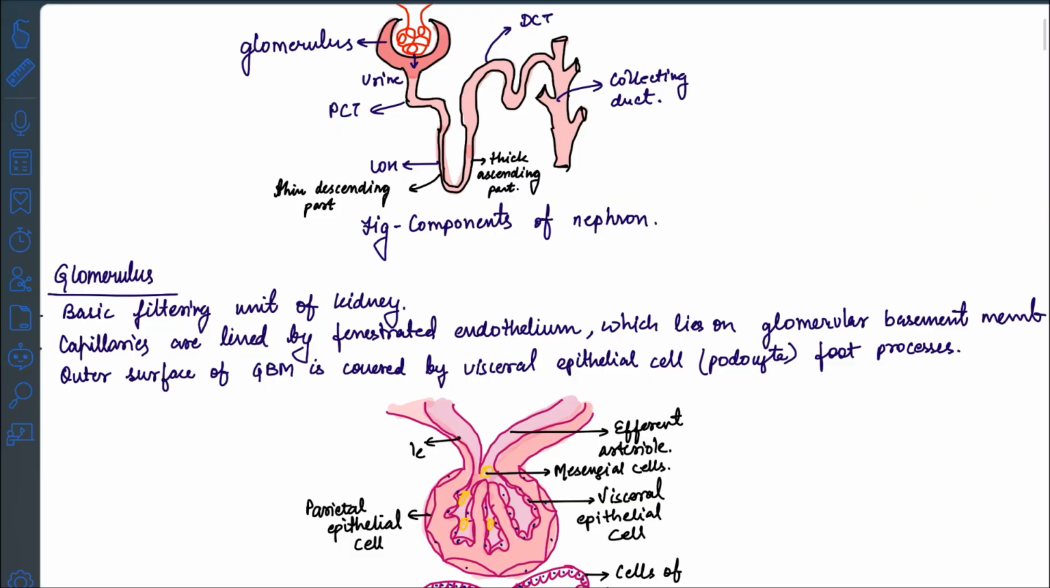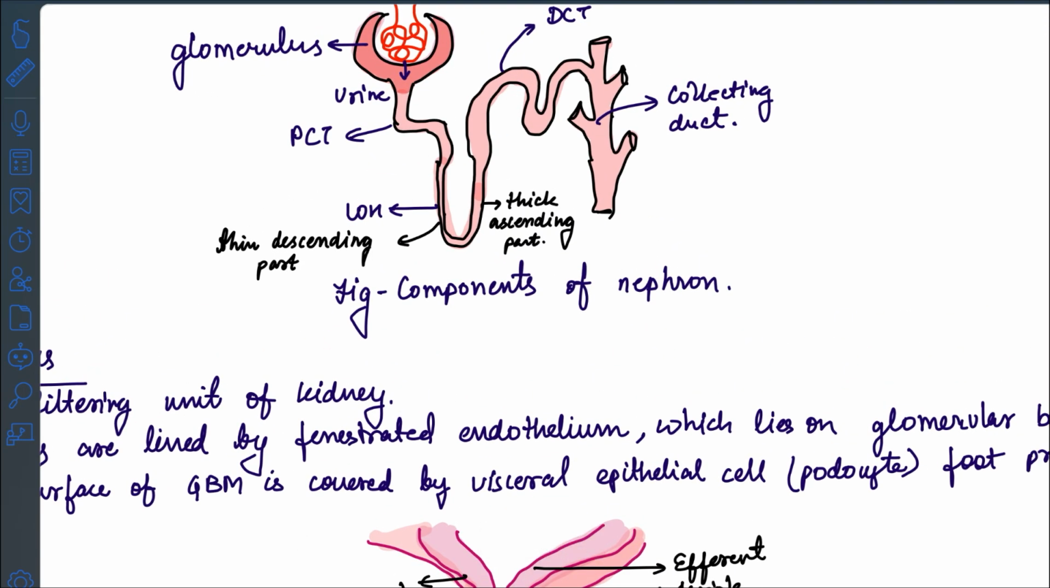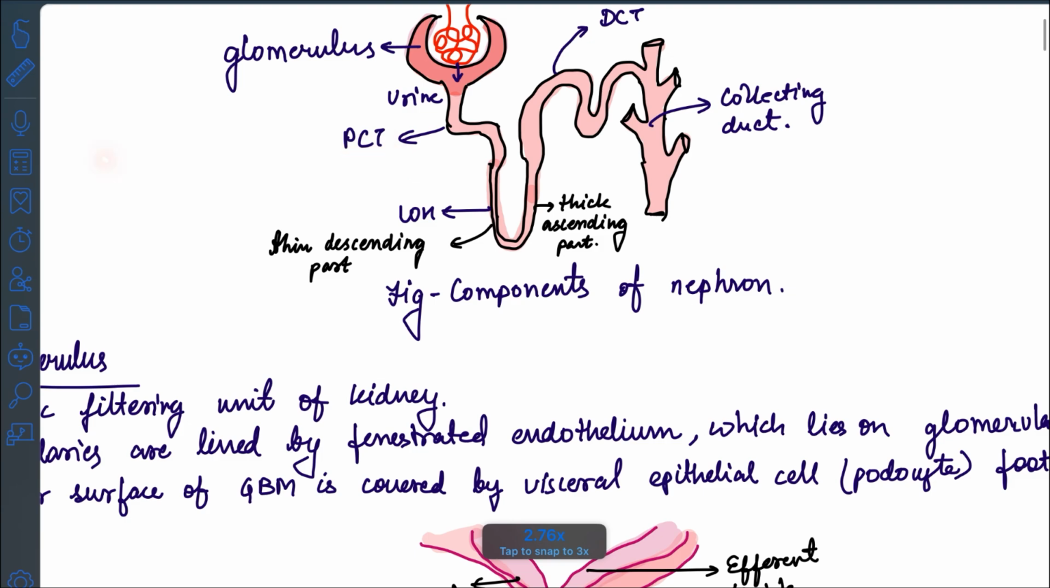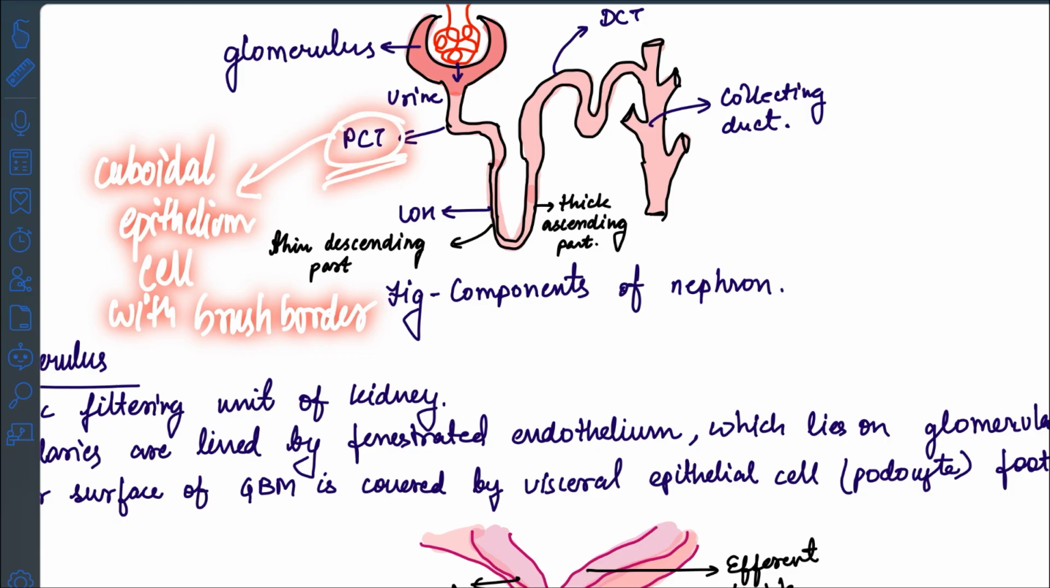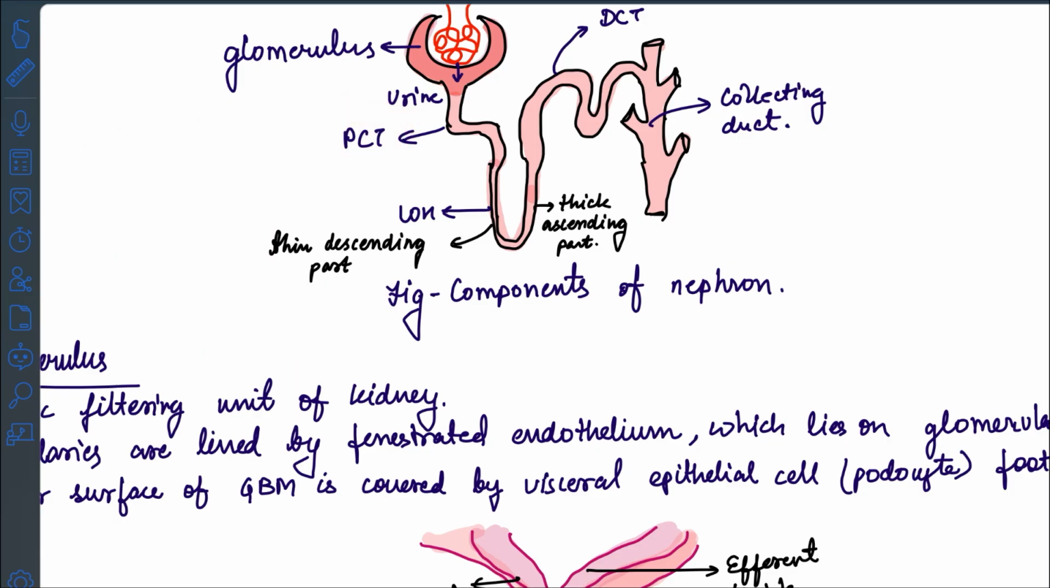Now about loop of Henle, I'll just state some of the highlighting points about loop of Henle. The PCT drains straight into the loop of Henle. About PCT, it is lined by cuboidal epithelium. Cuboidal epithelial cells with brush border. The cells of PCTs are lined by this, and the function is active reabsorption.